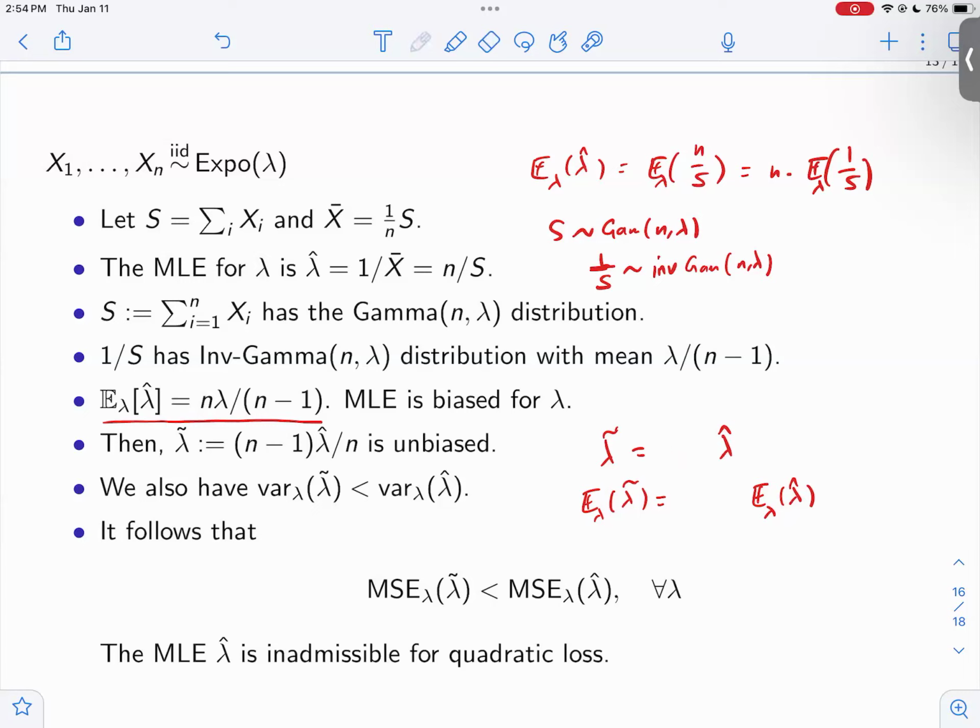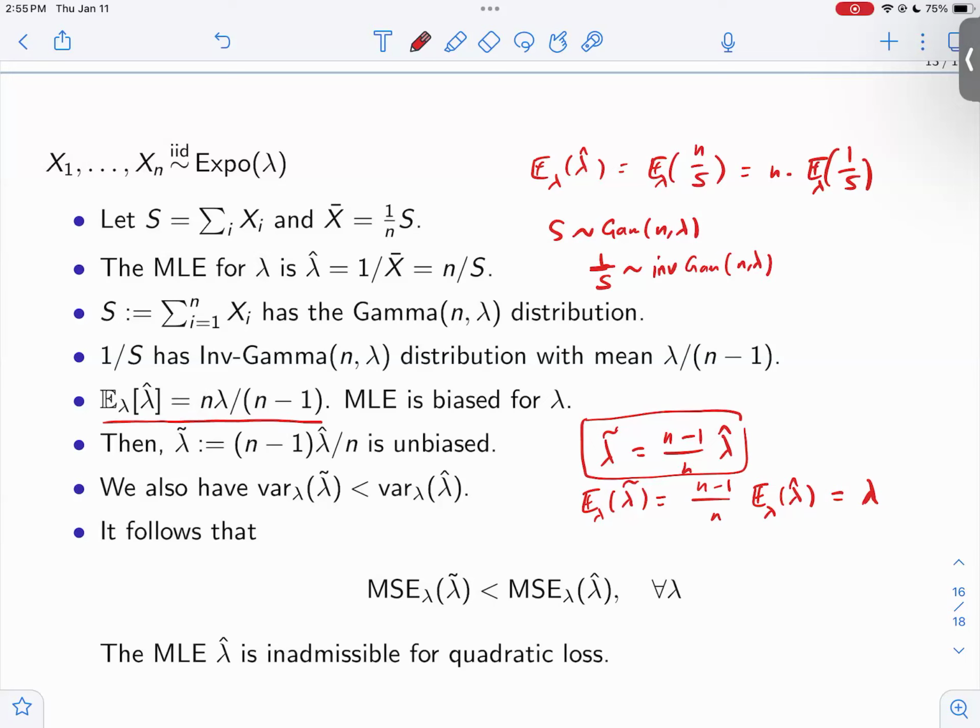Oh, no, sorry. That was correct. So this is n, the divide is n. And so the expectation is n times lambda over n minus 1. I flip that prefactor and multiply. This is going to have expectation lambda. Okay, sounds good. So this new estimator, which is just a tiny modification of this, is unbiased.